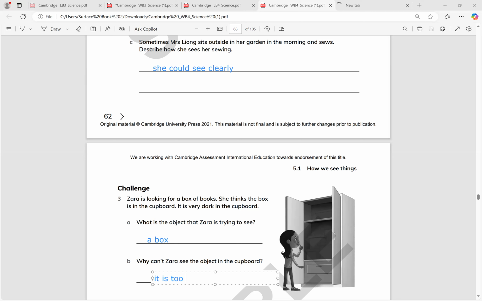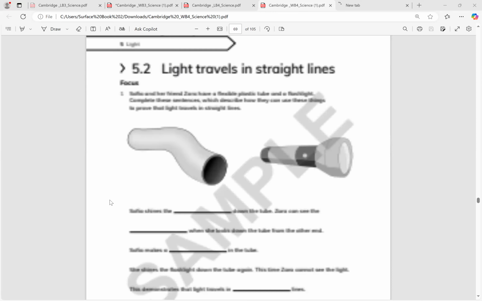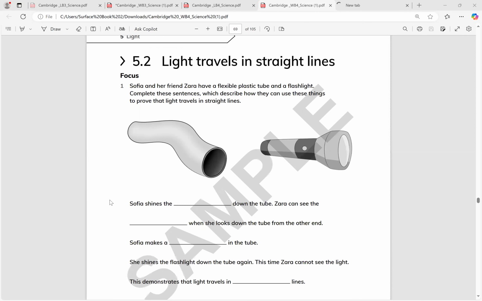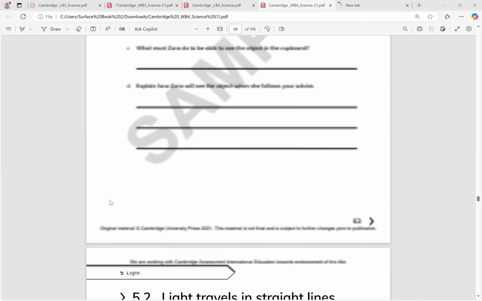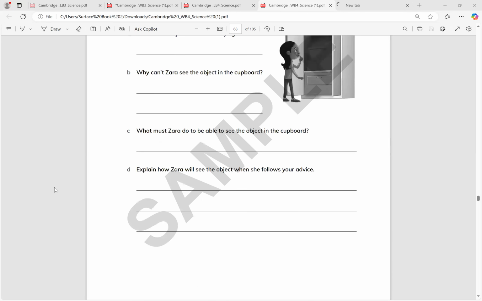Why can't Zara see this box? Because it's dark and there's no light. Yes, it's too dark. Correct. I think too dark makes her blind. No, she's not blind. It was too dark. You cannot see anything at night when it's dark. Adding light helps. It helps you to see.